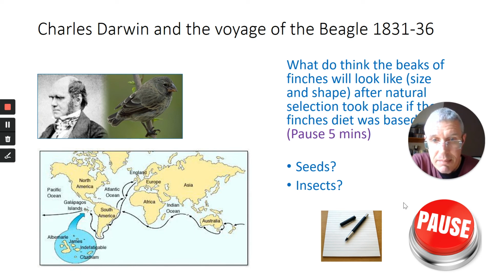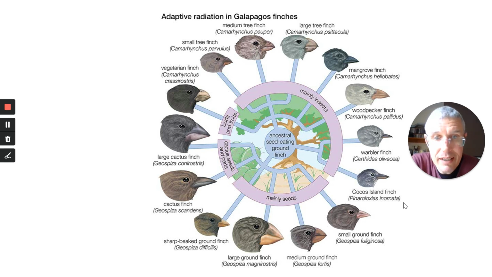Right, hopefully you've had time to think about these beaks, and you might have got something a little bit like this, where there's our ancestral ground finch. So that's our starting position, and you can see how this is actually called adaptive radiation, where we get spreading out from our original organism. But you see some that eat insects, some of them have got quite pointy beaks for finding little insects and so on. It depends on exactly what they're eating.